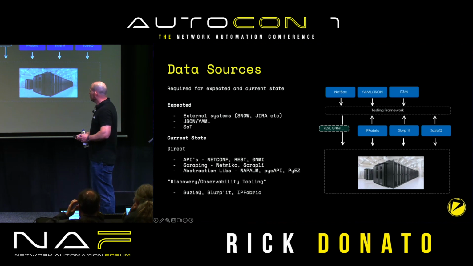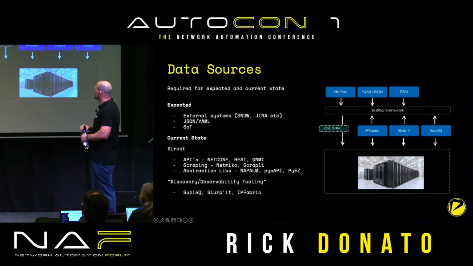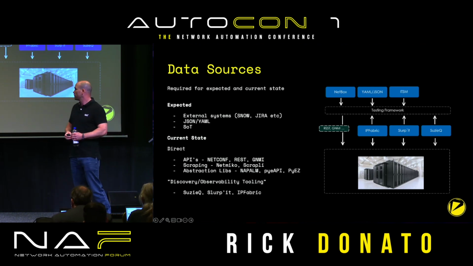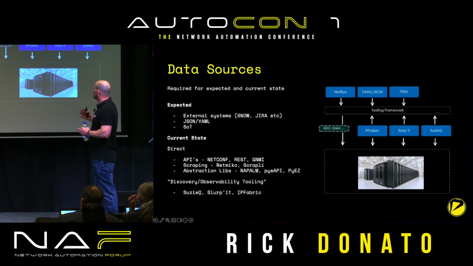So a few things we're going to talk about with the data. First of all, data sources. We need data for the current state and also the expected state. And we can get this in a couple of different ways, right? For the expected state, we can get this from external systems like ServiceNow or Jira, kind of ITSMs. We can then pull this from JSON or YAML, kind of flat files, or from an SoT like InfraHub, NetBox, Nautobot, okay? So we've got that data coming into our testing framework, whatever that might be, because at the moment we've not really covered that.